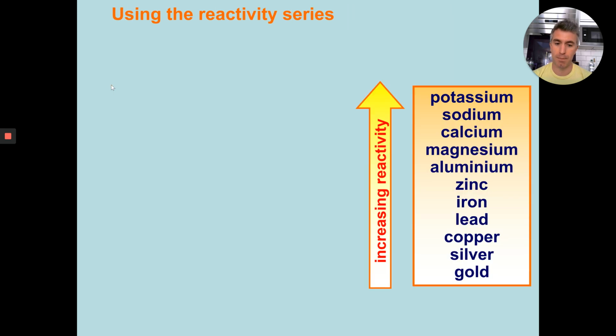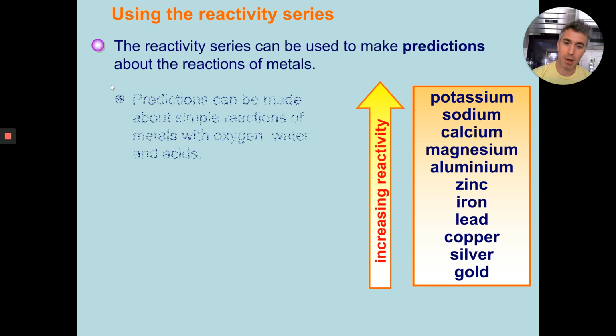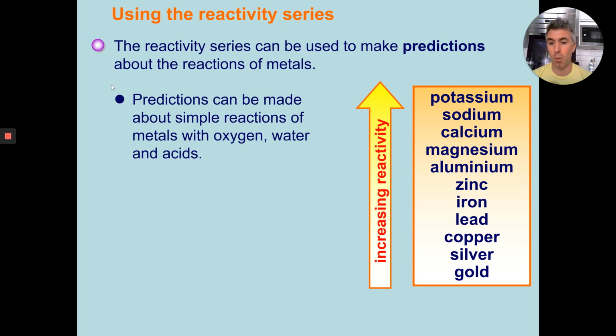We can do that another time. The important thing about the order of reactivity is we can use it to help us work out whether something is going to react or not. If you mix two chemicals together, will they react? Is one more reactive than another? Using the reactivity series, we can work this out.